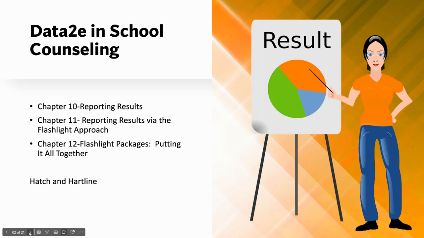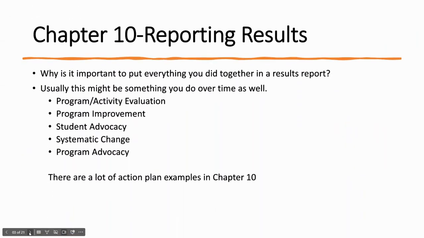So it really culminates everything that you are going to do in your comprehensive school counseling program. And so we're going to just real briefly talk about chapter 10. Why is it important to put everything you did together in a results report? This is really important because you do all the work. You start with your needs assessment, looking at your data, and then you figure out your annual outcome goal and what activities and lessons you're going to do to try to make some change in students' behavior, achievement, or attendance.